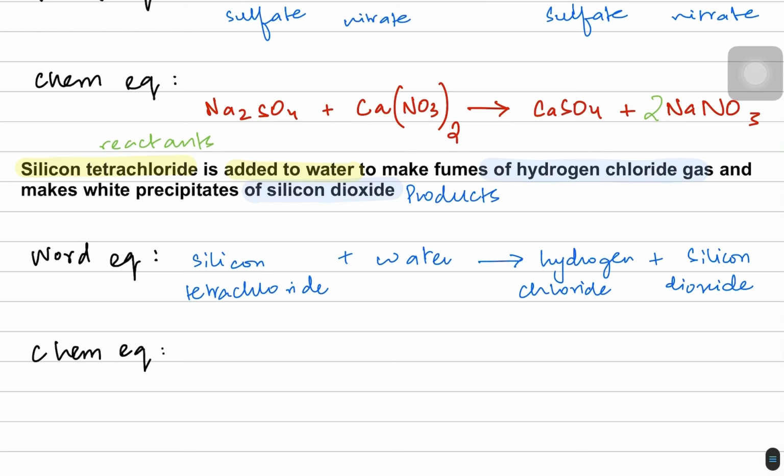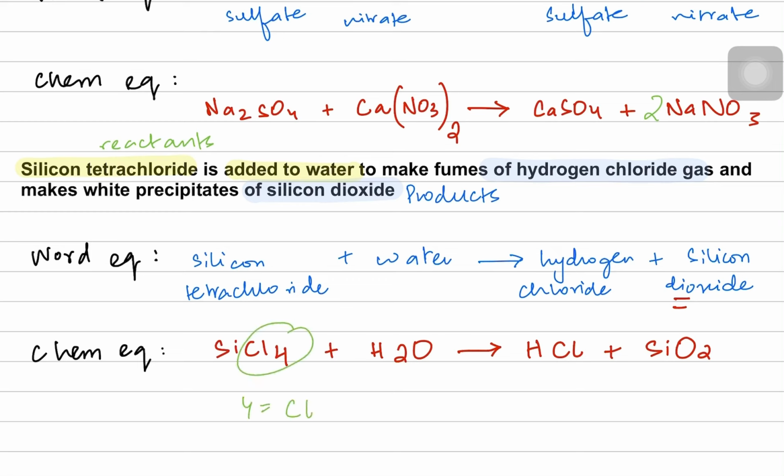Word equation is done. Now chemical equation will involve silicon tetrachloride, which is SiCl4. We know water is H2O. Hydrogen chloride is HCl. H is plus, Cl is minus. And silicon dioxide is SiO2 because the di means 2. If this equation is not balanced, you can see there are 4 chlorides on the left side but only 1 on the right side. So we can balance this by putting a 4 before HCl.